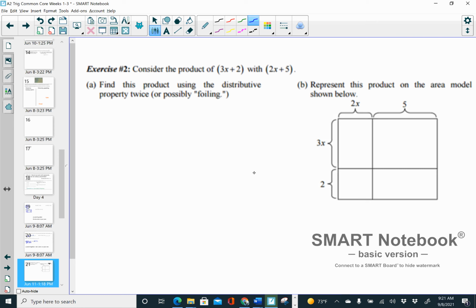Here, you did this in Algebra 1. Consider the product. Whenever we're multiplying two binomials, we're going to use this method called FOIL: first, outer, inner, last. So I'm going to put my 3x plus 2 in the first bubble, and in the second bubble, I'm going to put 2x plus 5.